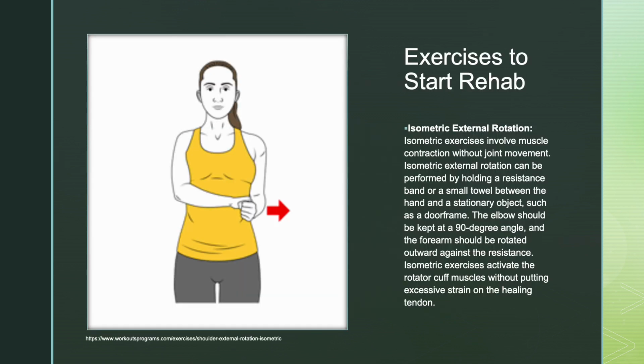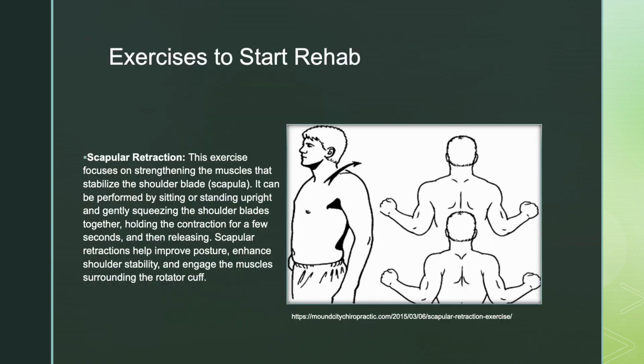Then we'll look at isometric external rotations. This is just where you put your arm at a 90-degree angle and make your forearm go out away from your body. This is going to work on muscle contraction without joint movement. This is key because it's really going to get the muscles working without doing too much with your joints. We could use resistance bands here, but to start out, we would definitely not.